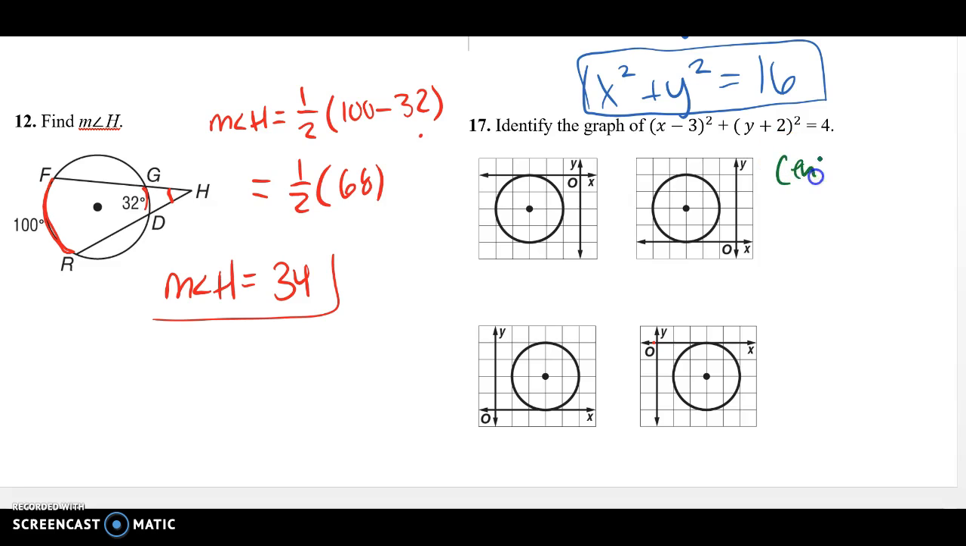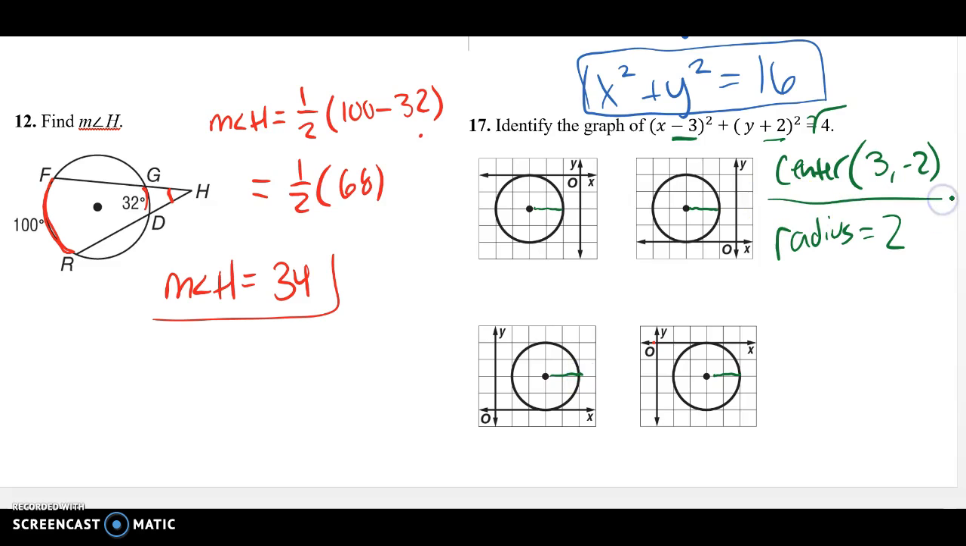this guy's going to have a center at right opposite of this guy, not negative 3, but 3, and then opposite of this guy, negative 2, right? And then he's going to have a radius of not 4, but the square root of 4, right? So he's going to have a radius of 2. Now looking at all our graphs, notice all of our guys, they all have a radius of 2. So having the radius doesn't really help, right? Because that's not going to narrow it down at all. But we know that we got to have a center at (3, −2). So then you just look for the graph that has that.